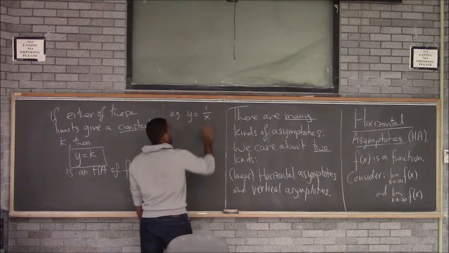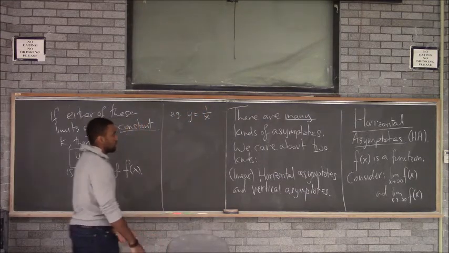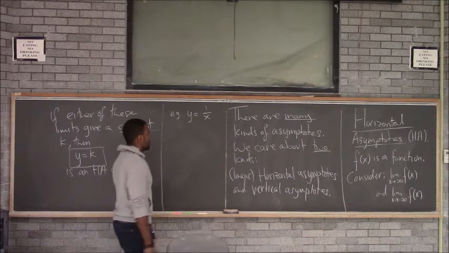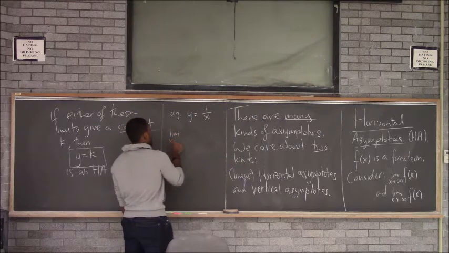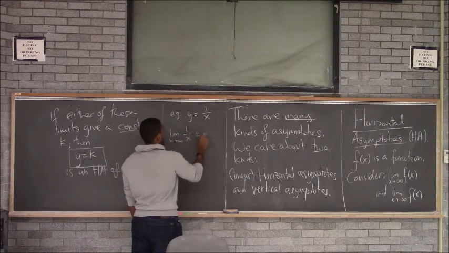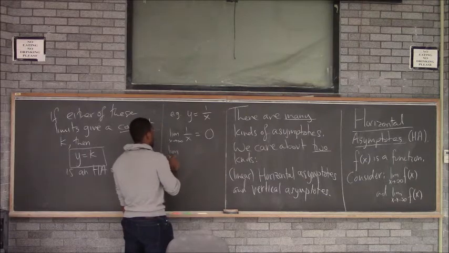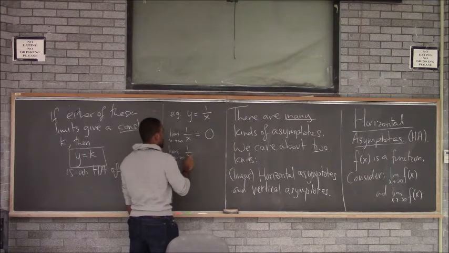y equals 1 over x. We know that the horizontal asymptote is the x-axis, y equals 0. How would we figure that out? Well, if you took the limit as x approaches infinity of 1 over x, you will get 0. And if you take the limit as x approaches negative infinity of 1 over x, you will get 0.